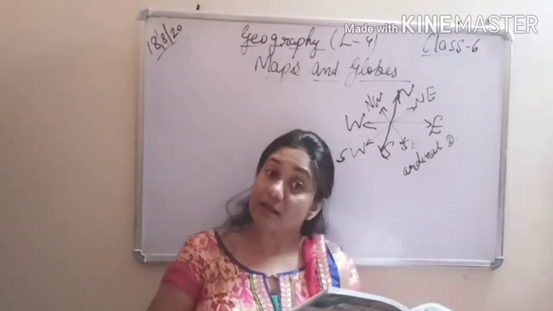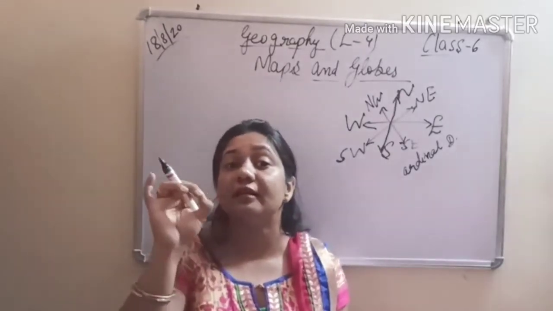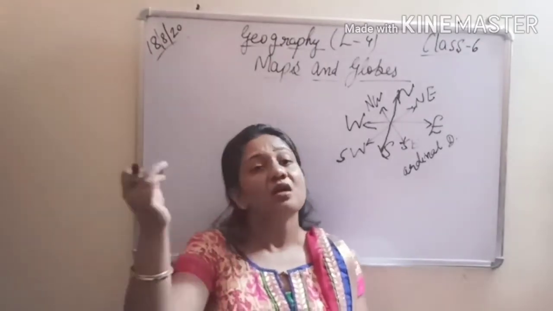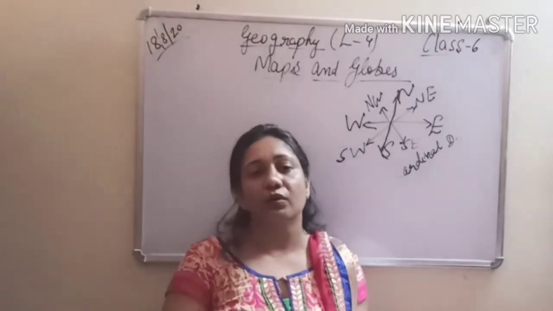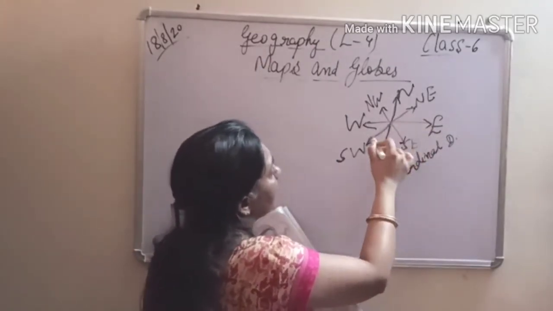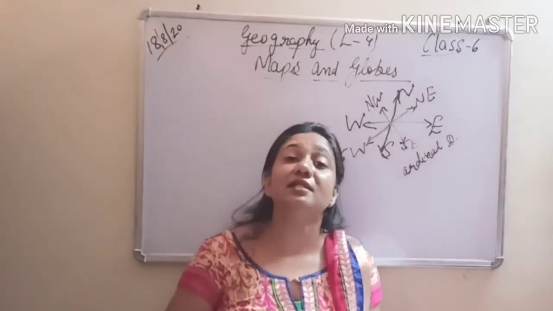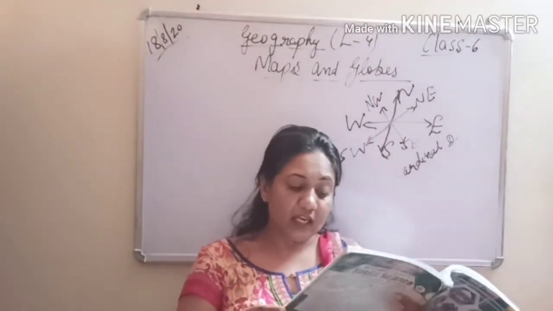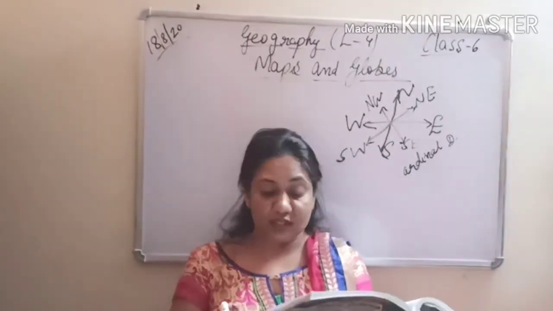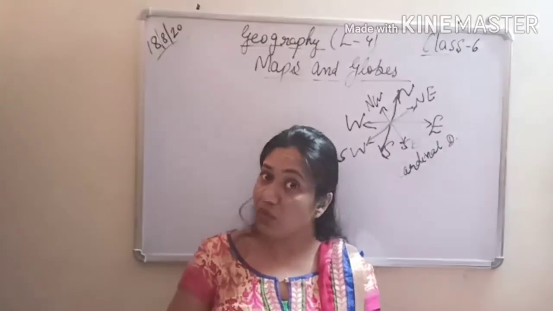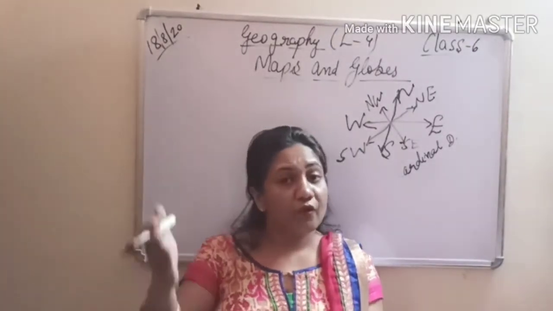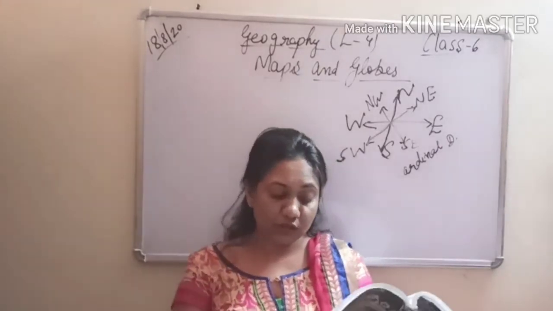There are other intermediate directions. Now please underline intermediate directions. What are the other directions called? We have southeast, southwest, northeast and northwest. These are known as intermediate directions because they are in between the four cardinal directions. If we know the four cardinal directions, these intermediate directions can easily be known. Again, if we know the main cardinal directions, then we can easily know the four main intermediate directions also.